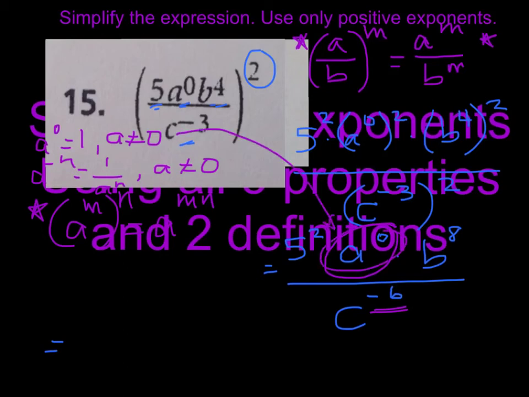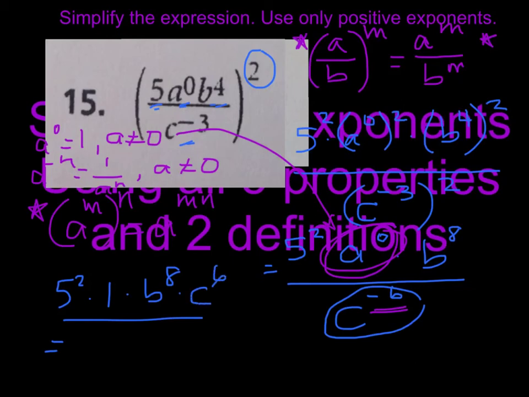So this rewritten is 5 squared times 1 times b to the 8th. But that c to the negative 6, just like I went over in example number 7, it's negative in the denominator, so I need to flip it. So it comes up into the numerator to the positive power, and 1 is left in the denominator. So now it's a matter of contracting that. Alex used that word in class, which is perfect. So to contract that, I'm going to use 5 squared times 1 times b to the 8th times c to the 6th.